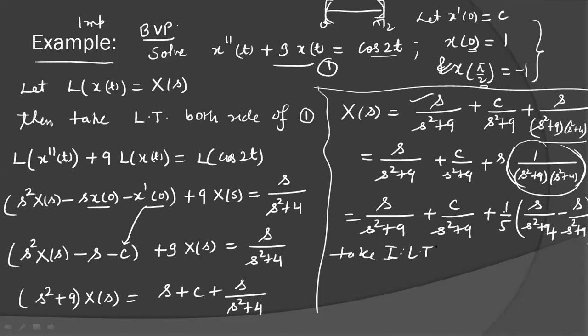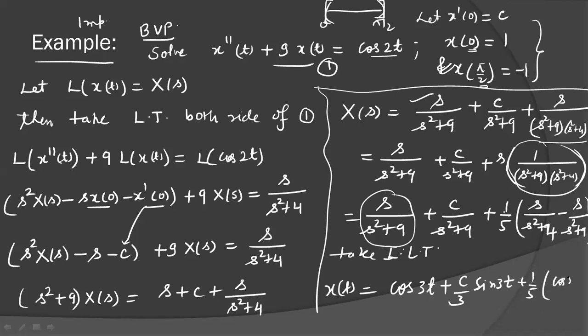Take the inverse Laplace transform. So it will give you x(t) equal to, this is the Laplace inverse of cos 3t plus c over 3 sin 3t, because this can be written as 3 square, plus 1 by 5 times cos 2t minus cos 3t. So what is your Laplace inverse now? x(t) will look like cos 3t. If you subtract minus 1 by 5 cos 3t, so ultimately it will be c by 3 sin 3t plus 1 by 5 cos 2t plus 4 by 5 cos 3t.